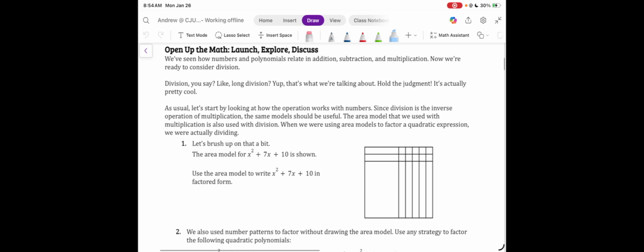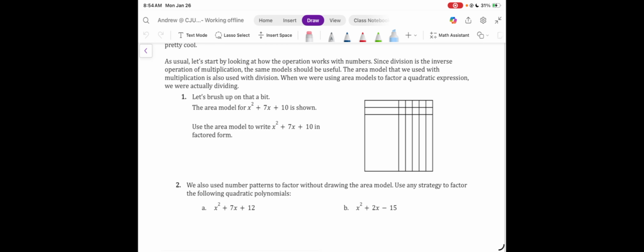So basically, we've looked at adding, subtracting, and multiplying with numbers in elementary school, and with polynomials in high school. And division is going to work in a very similar way. So how the lesson opens up is, let's think about factors, factoring in fact, because that's the simplest form of division. So here's the area model.